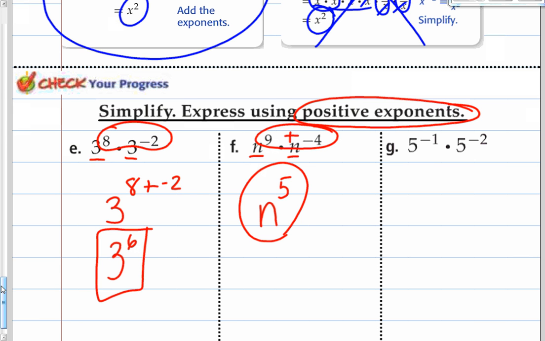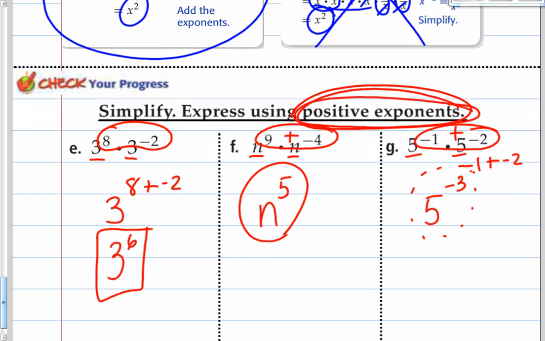Now let's take a look at this last one here, G. 5 to the negative 1 times 5 to the negative 2. I see that the bases are the same, so follow the same rule. What do we do with the exponents? We add them. So we take negative 1 and literally add negative 2 to it, and we get negative 3. Now you might think, oh yeah, there it is, there's my answer. But it's not the answer. 5 to the negative 3 can't be the answer because they want us to write it in positive exponents.